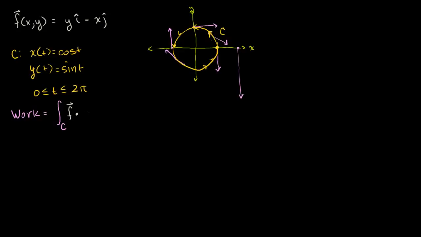So dotted with the differential of our movement, dr. Well, I haven't even defined r yet. I mean, I kind of have just the parameterization here. So we need to have a vector function. We need to have some r that defines this path.